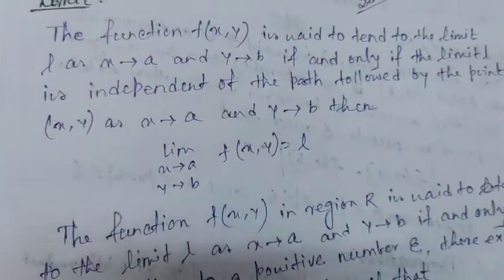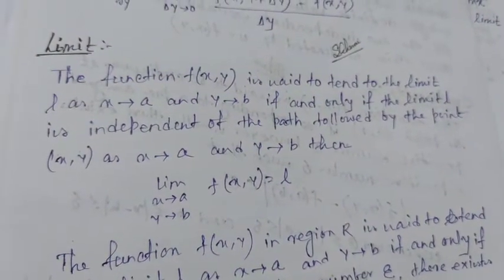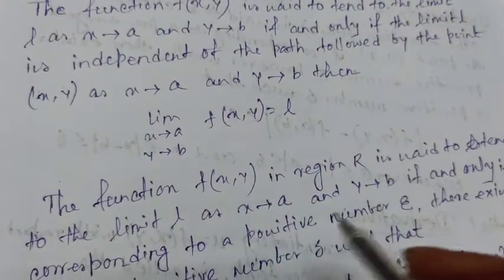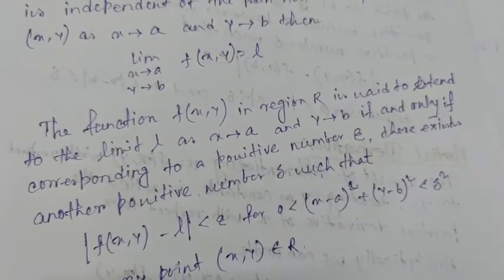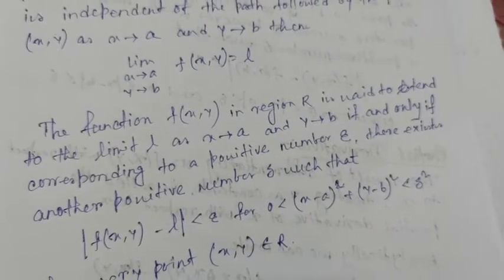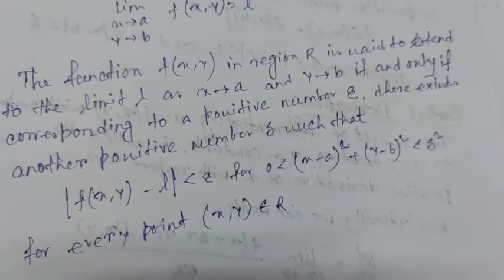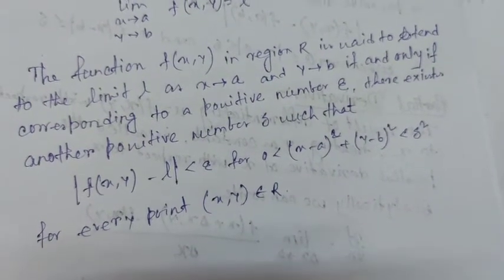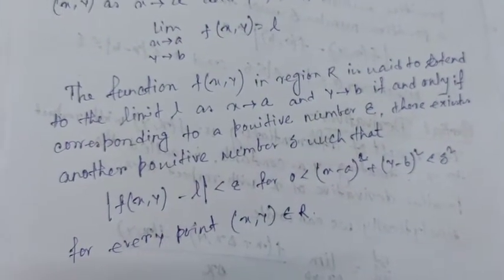See here, this is the definition of limit. A function f of x, y is said to tend to the limit L, where L is a finite number that may be 0 or not equal to 0, as x tends to a and y tends to b, and symbolically we write limit x tends to a, y tends to b of f of x, y is equal to L. Or we can say that a function f of x, y in region R is said to tend to the limit L as x tends to a and y tends to b if and only if corresponding to a positive number epsilon there exists another positive number delta such that mod of f of x, y minus L is less than epsilon for the open disk 0 less than (x minus a) whole square plus (y minus b) whole square less than delta square, for every point (x, y) belonging to R. This is the definition of the limit for a bivariate function.